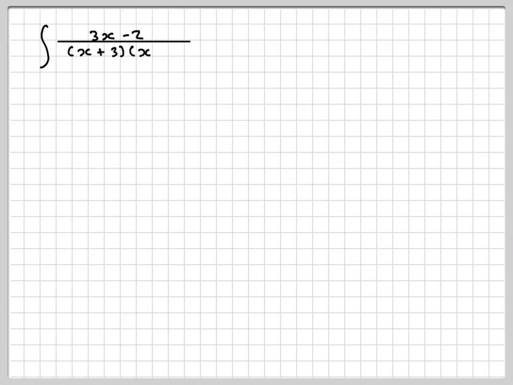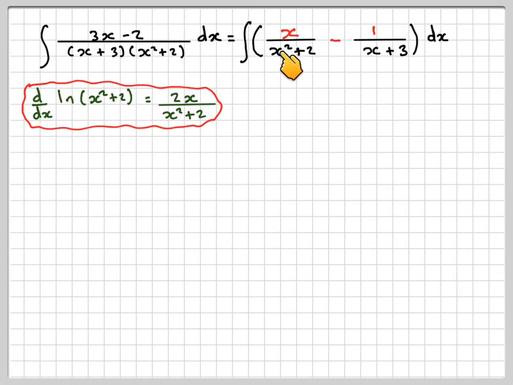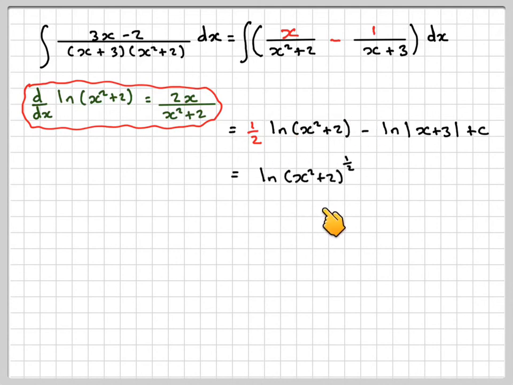So we've got the integral of (3x - 2) over (x + 3)(x squared + 2) is equal to x over (x squared + 2) minus 1 over (x + 3). Right, if we differentiate ln of (x squared + 2), we get 2x over (x squared + 2), but I don't want 2x, I want 1x, so I'm going to have to put a half in front of that. So it's a half of ln of (x squared + 2). This one's straightforward. This was just going to be minus ln of (x + 3) plus C. Right, the half can go up here. So it's ln of (x squared + 2) to the half minus ln of (x + 3) plus C.